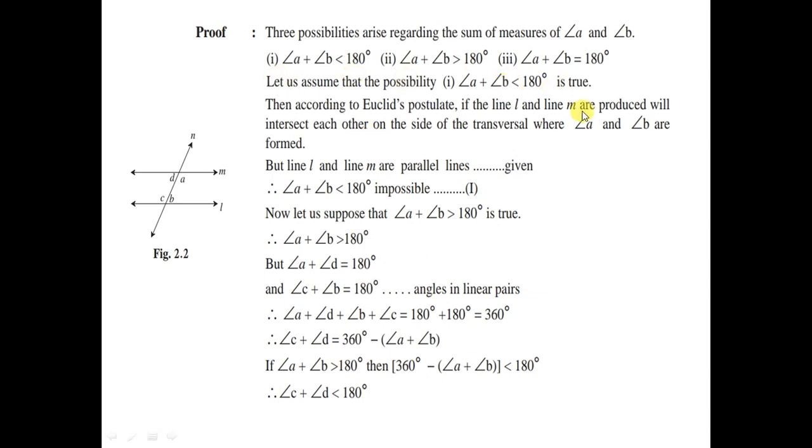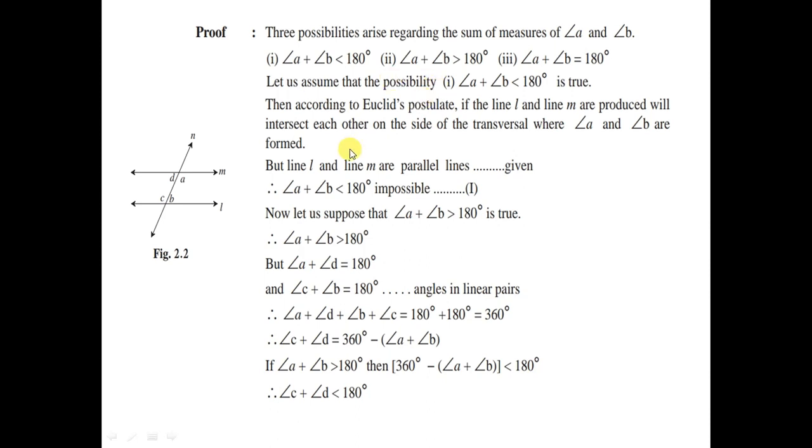If line L and line M are produced, they will intersect each other on the side of the transversal where angle A and angle B are formed. So if the sum of their angles is less than 180 degrees, then as per Euclid's postulate, what happens? These lines will intersect. If I extend both the lines, both the parallel lines, they are supposed to intersect each other if their sum is less than 180 degrees.